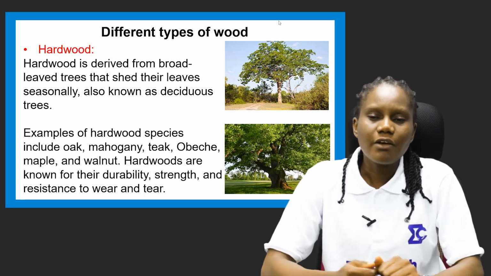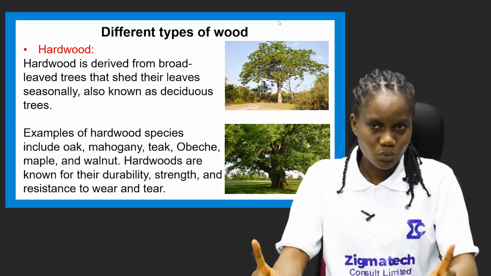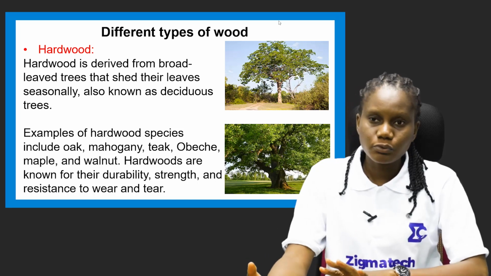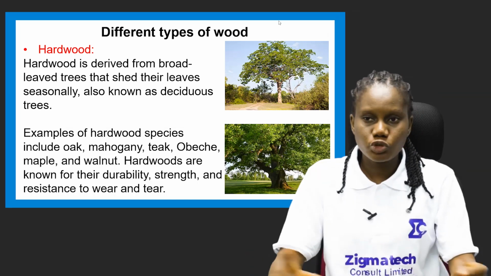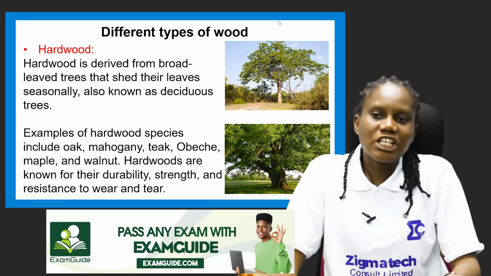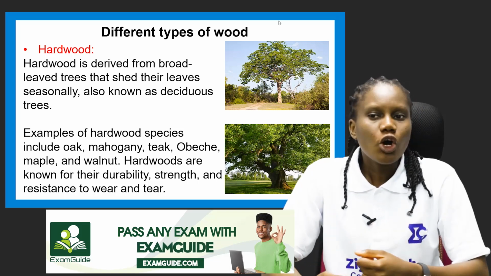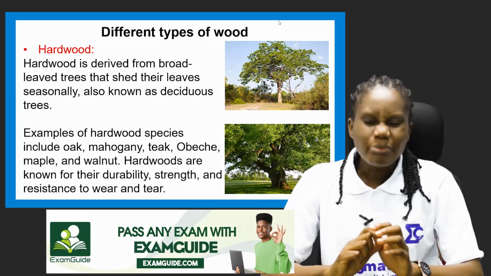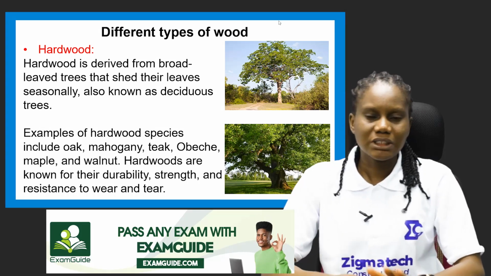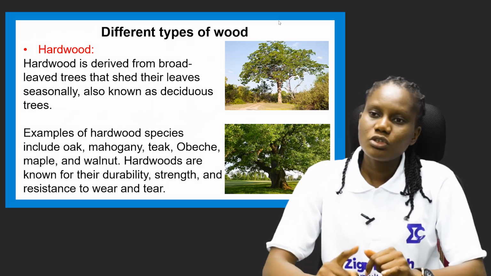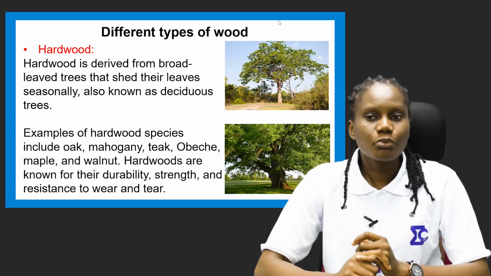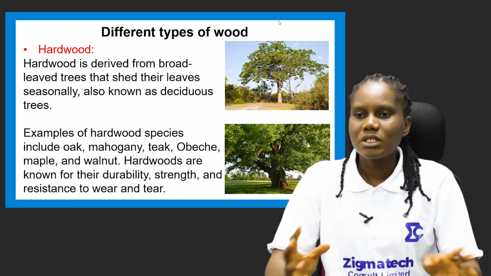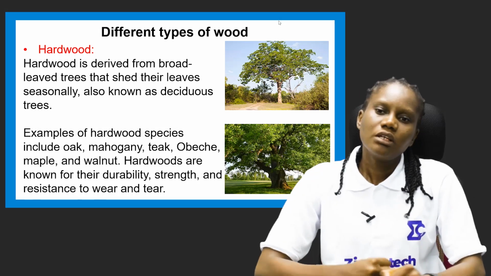Hardwood is derived from broad-leaved trees. That is one property. So any tree you're going to get your hardwood from must have broad leaves and shed its leaves seasonally, also known as deciduous trees. So hardwoods are gotten mainly from deciduous trees, and one of their properties is that they have broad leaves. They are broad-leaf trees, and they shed their leaves seasonally.